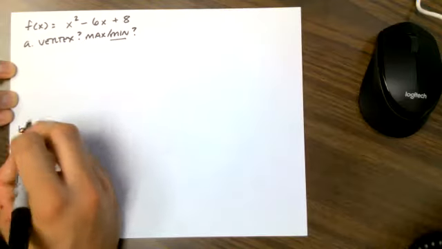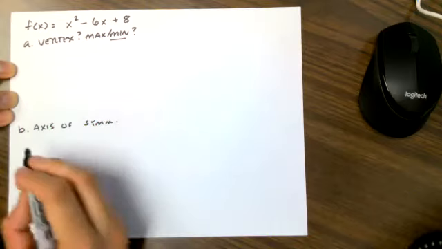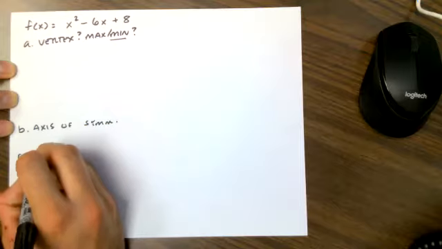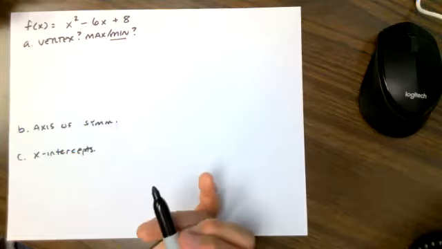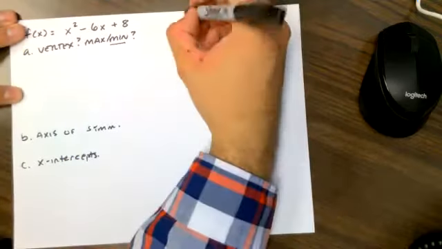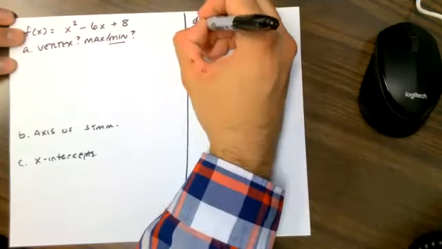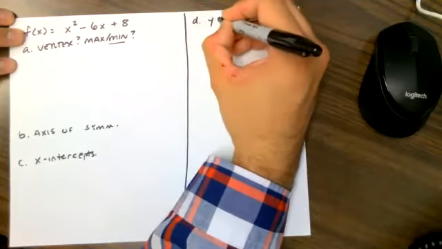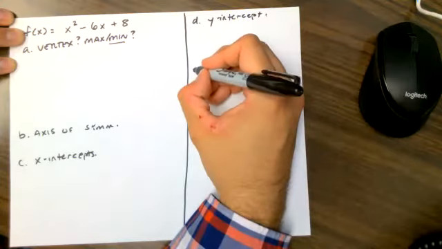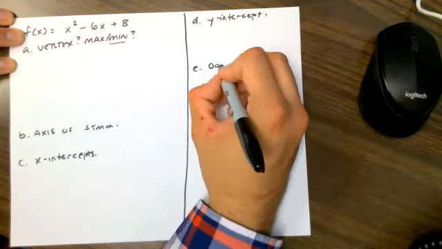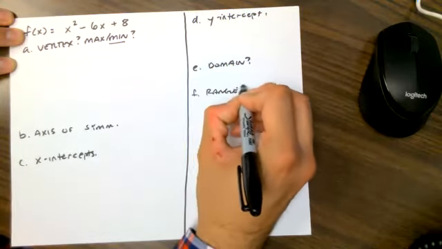B, let's do the axis of symmetry. C, we're going to do the x-intercepts if there are any. Remember, there might not be, like that last example we did. D, I'll get this over here to give us a little more room. The y-intercept, which is easy to find in this form. I think E and F were domain and range. But I'm going to graph it first before I get there, okay?